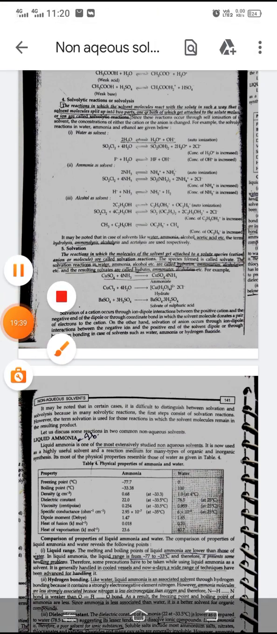Water as solvent: 2H2O gives H3O positive plus OH negative, autoionization. SO2Cl2 plus 4H2O gives SO2(OH)2 plus 2H3O positive plus 2Cl negative. Concentration of H3O positive is increased. F negative plus H2O gives HF plus OH negative. Concentration of OH negative is increased.